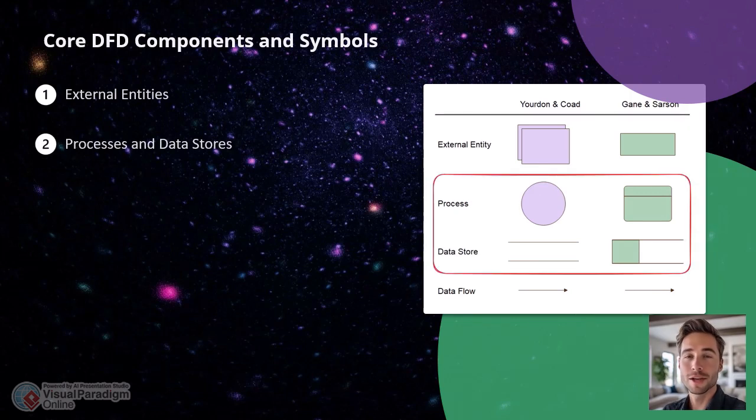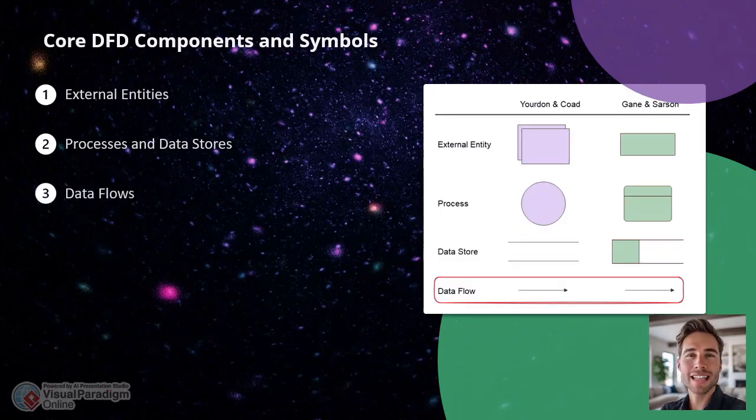Processes transform input data into output using verb-noun names, while data stores act as persistent repositories for information within the system. Arrows indicate the movement of data between components, labeled with descriptive phrases that explain exactly what information is traveling.